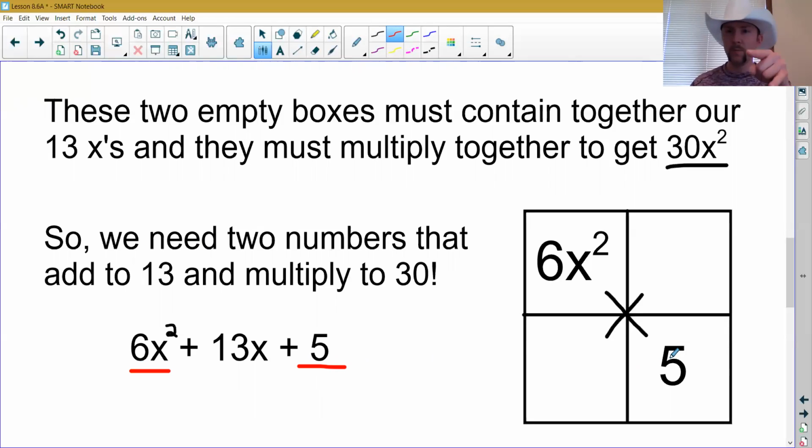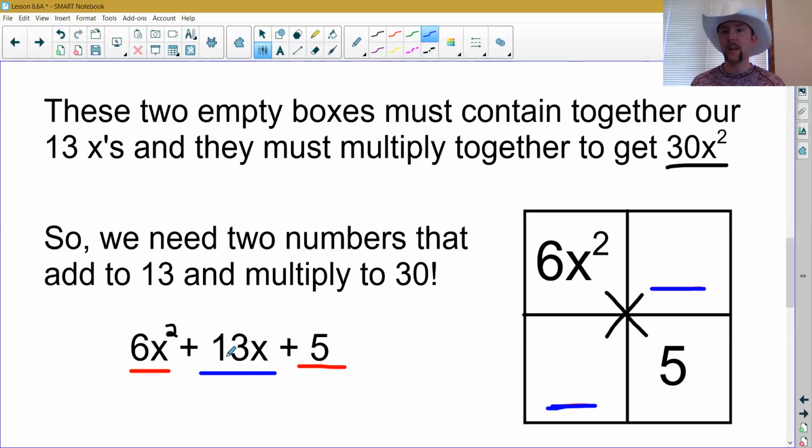So my other two boxes, the ones I have not yet filled in, this one and this one, together need to be my 13x. I'm going to do them in blue. My 13x needs to go into these two spots. These two blanks together need to be 13x total when I add them together.